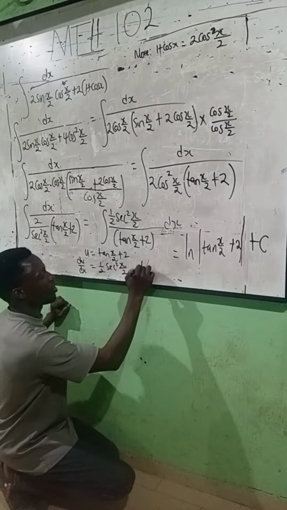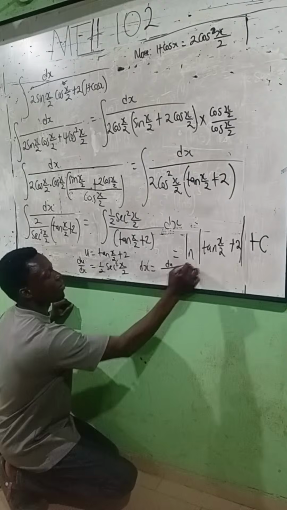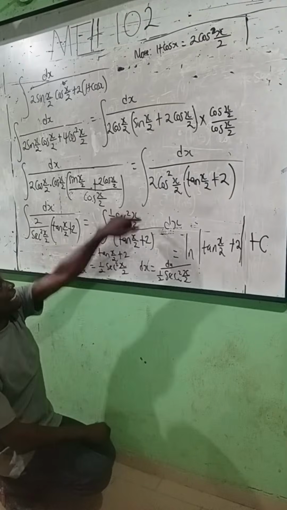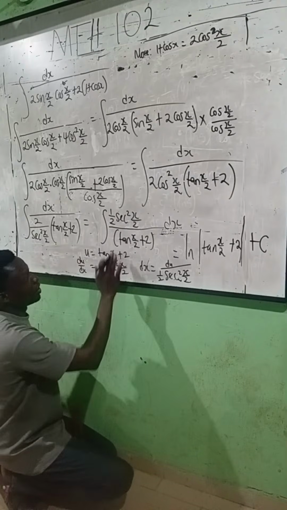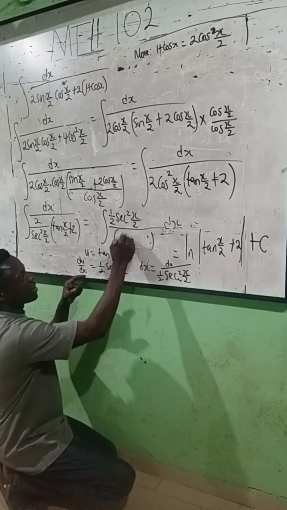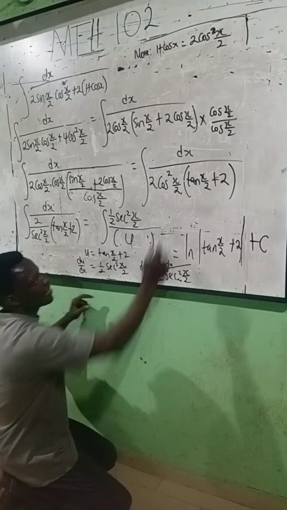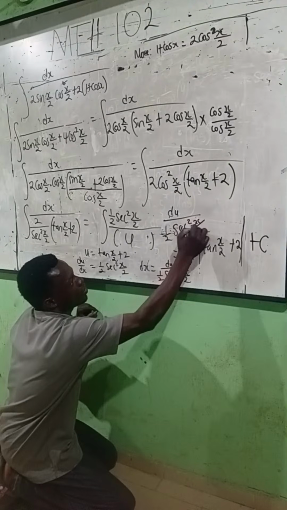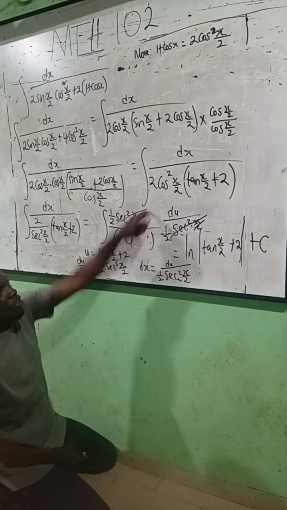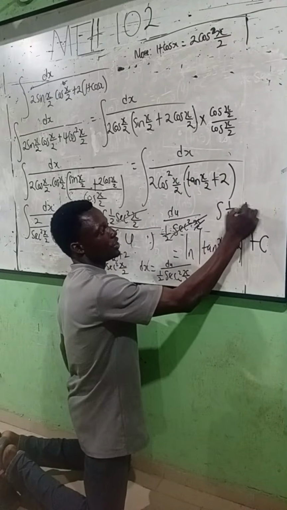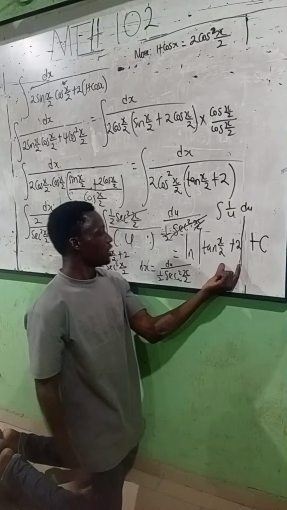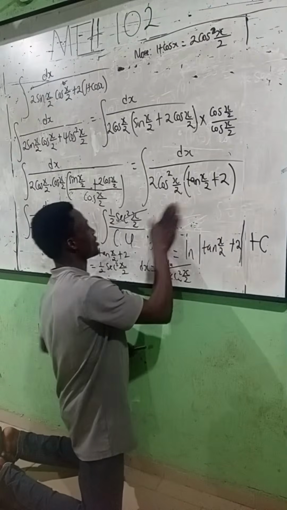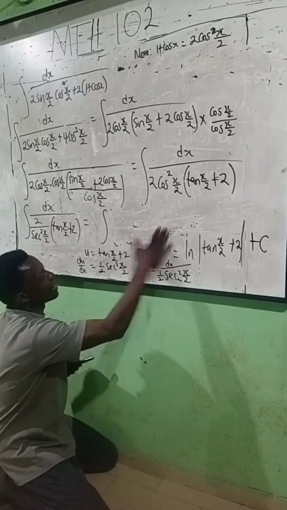Now if you make dx the subject of the formula, dx equals du over 1 over 2 sec square x over 2. Now plug it in. Since our dx is this, you have du over 1 over 2 sec square x over 2. This will cancel this. You now have the integral of 1 over u du. If you integrate 1 over u, you get ln u. Then bring your u back. But instead of all that stress, we have a formula already.